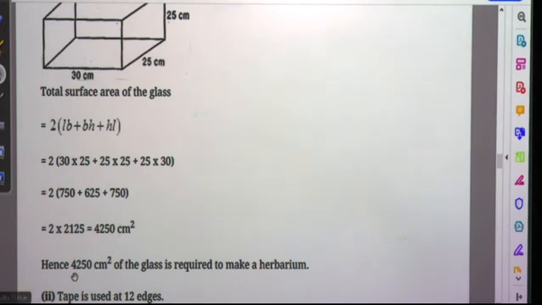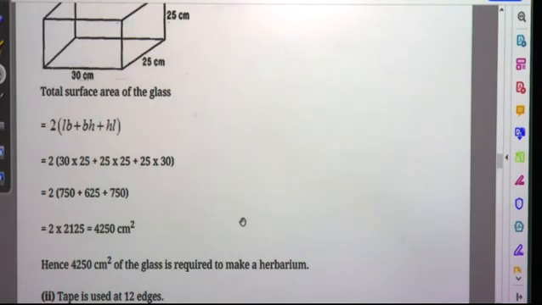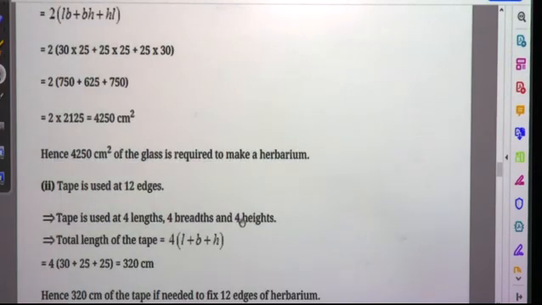So, 4250 centimeter square of the glass is required to make a herbarium. This is my answer for the first sub question. What is the area of the glass? My second sub question is, how much of tape is needed for all the 12 edges? Tape is used at 12 edges.